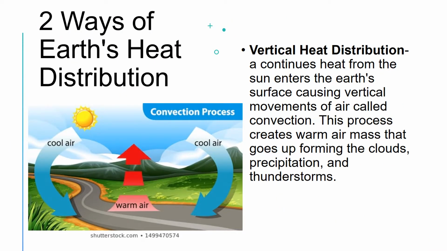Next, we have two ways of Earth's heat distribution. So first, we have vertical heat distribution. So a continuous heat from the sun enters the Earth's surface causing vertical movements of air called convection. This process creates warm air mass that goes up forming the clouds, precipitation, and thunderstorms. So ito yung vertical heat distribution.